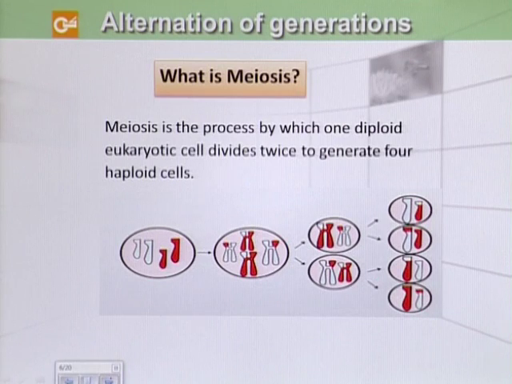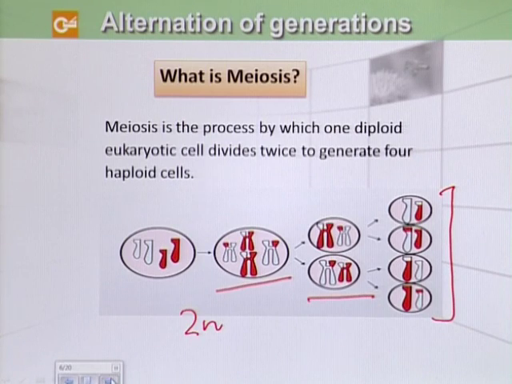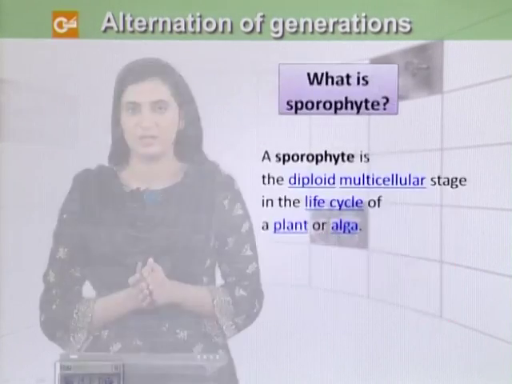In contrast, there is a process called meiosis, and we know that it is a process by which one diploid eukaryotic cell divides twice and generates 4 haploid cells. That means we have seen that the 2n number here is reduced to the n number here, and here we can see that there is genetic reshuffling, reshuffling has happened and then division has happened. So it is the process of reshuffling too.